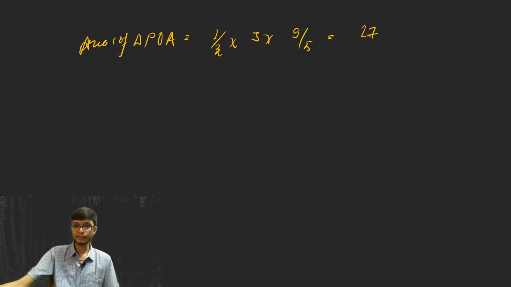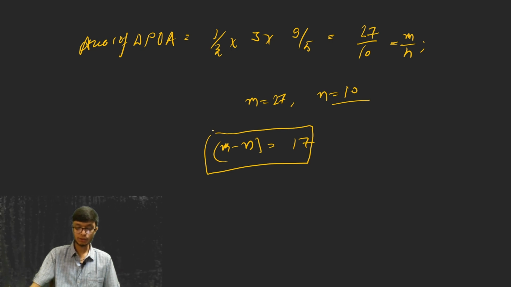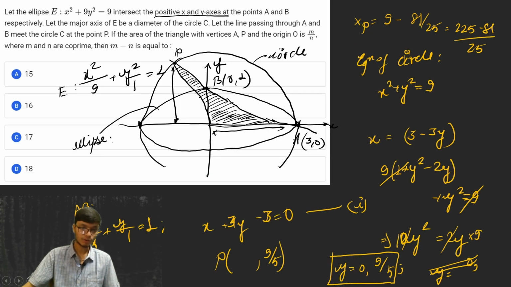So from here I will get the answer as 27 by 10, and that is equal to m by n, where m and n are co-prime, which means the HCF is equal to 1. So from here I get m as 27 and n as 10. I have to find m minus n, which is equal to 17. So that is the required answer, 17. I can see that that is option number C, so you can mark option number C as the right answer.